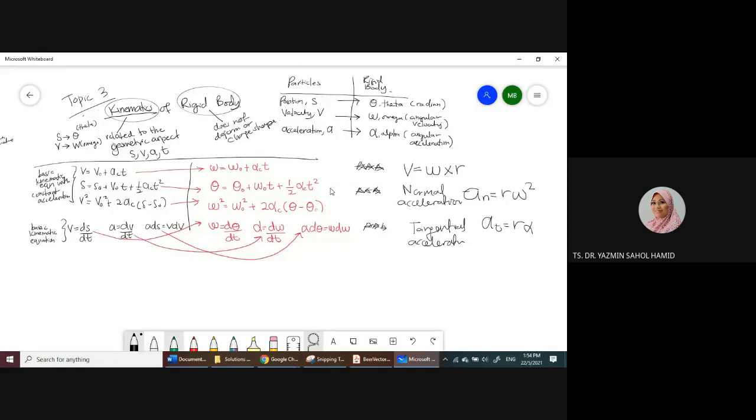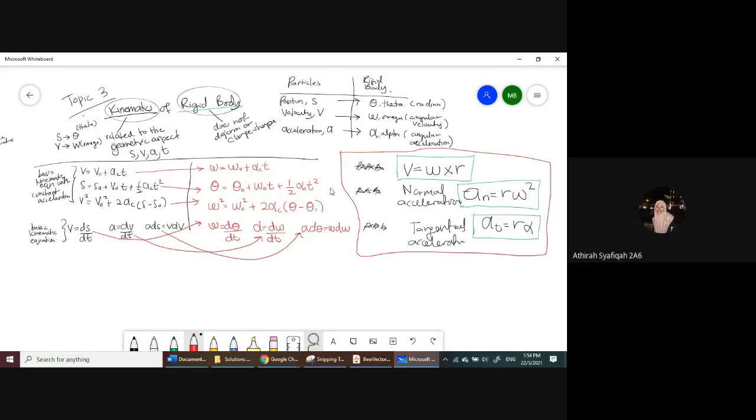So what I'm trying to say is, in dynamics, for this topic, kinetics of rigid body, they can still ask you what is the velocity, what is the normal acceleration, and what is the tangential acceleration. But because it's rigid body, they equal omega times r, r omega squared, and r alpha. Okay, so these are three new formulas that you need to memorize and put in your notebook if you need to use them. Now, are you guys okay? Okay. All right.